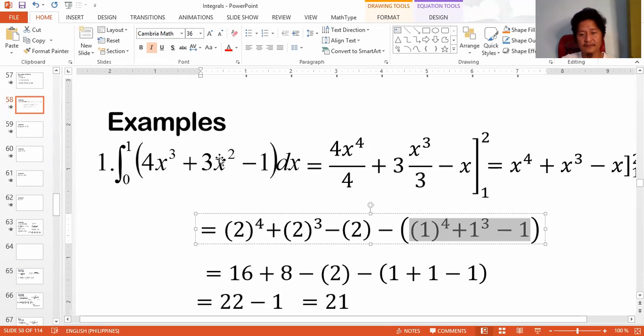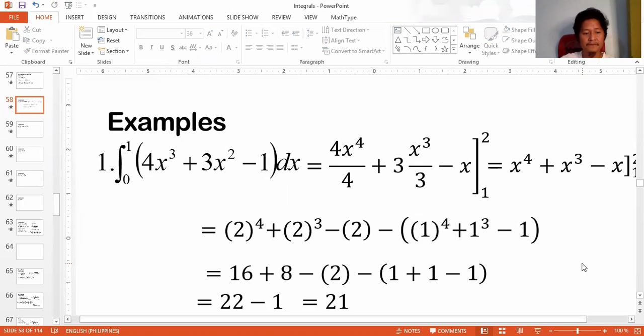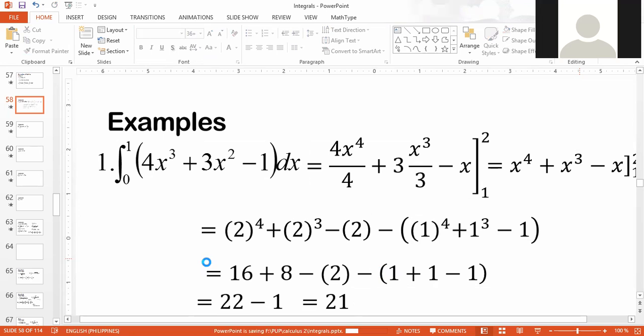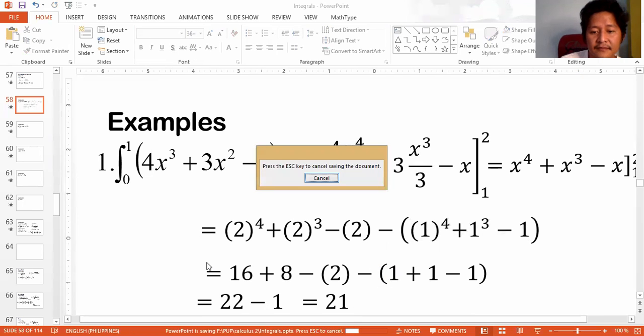Malinaw po ba? Yes po, sir. Sir, tanong lang, sir. Sige. Hindi pa pwede, sir, magkabaliktad yun, sir? Ang alin? Yung sa may 2 po at saka sa 1. Hindi pwede. Kung ano yung nasa taas, yun yung unang isa-substitute. Okay? Okay po.